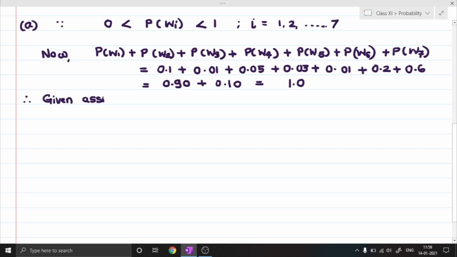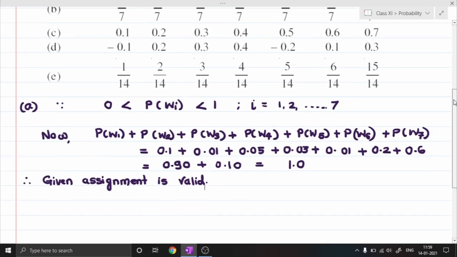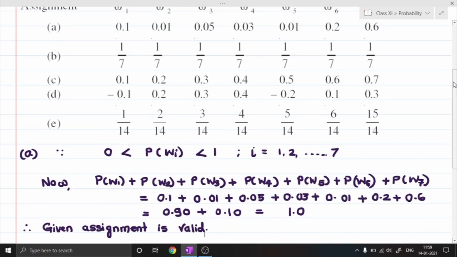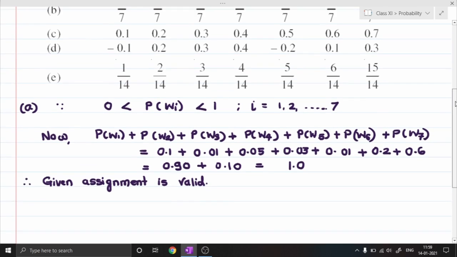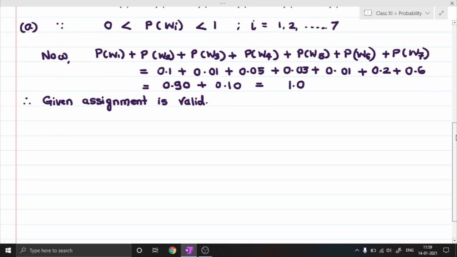Okay, let us see the second part similarly. In the second part also we shall check the two conditions given to us. In the second part, you observe the given assignments are 1 upon 7, 1 upon 7. Each and every assignment is given 1 upon 7. We can say these outcomes are equally likely outcomes. Okay, so let us see part number B.